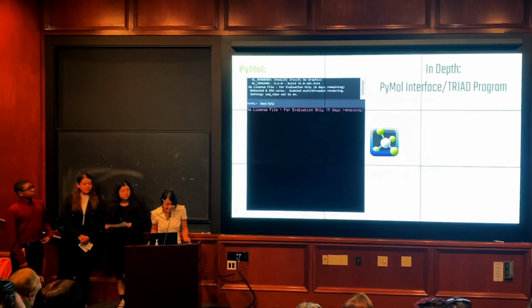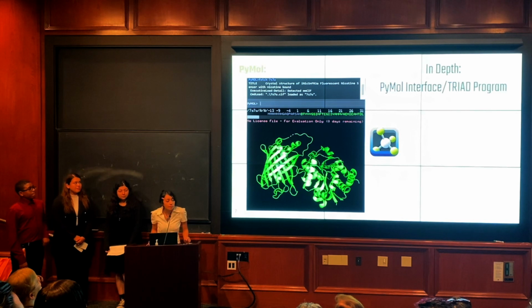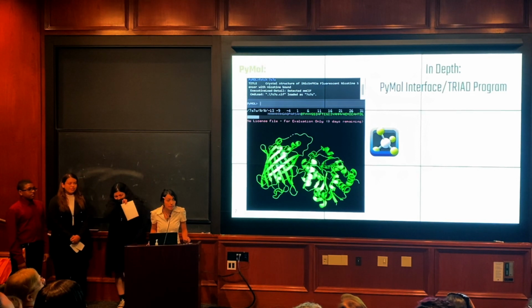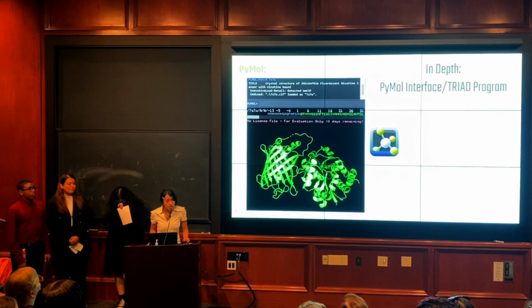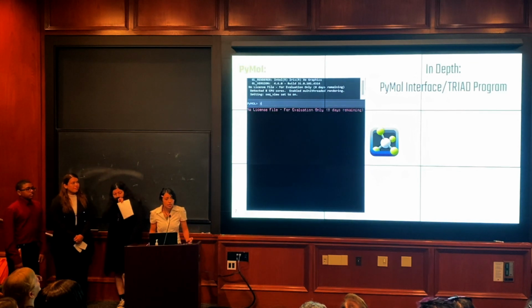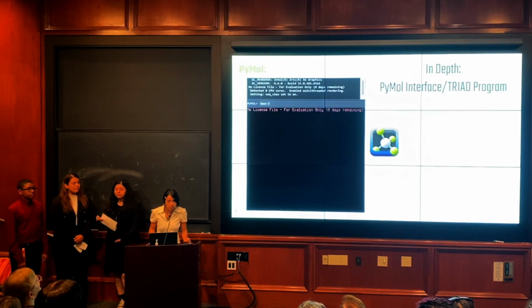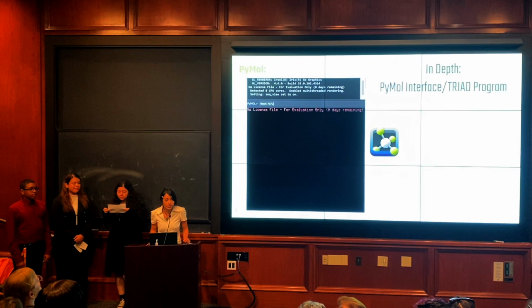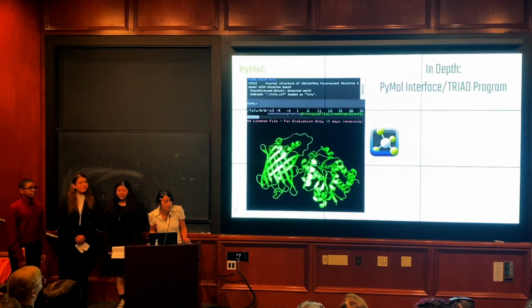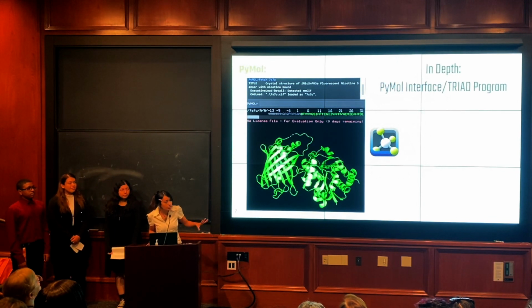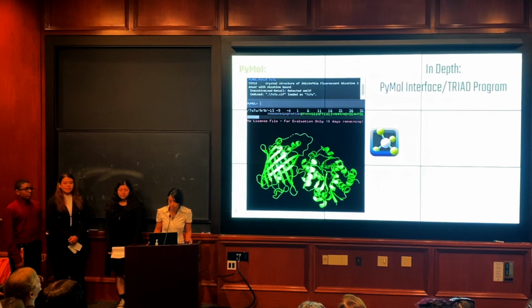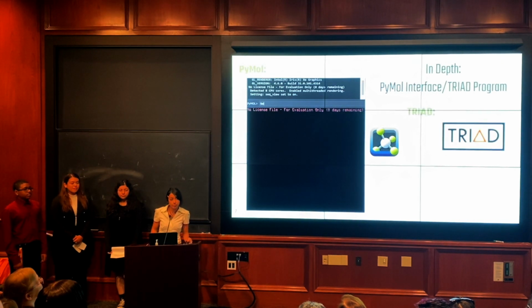Once it loads, you can see that there's a whole sequence of amino acids, and this allowed us to figure out which amino acids needed to be changed and which ones could stay the same based on their residues or what was around them. And where we did that was the Triad program.